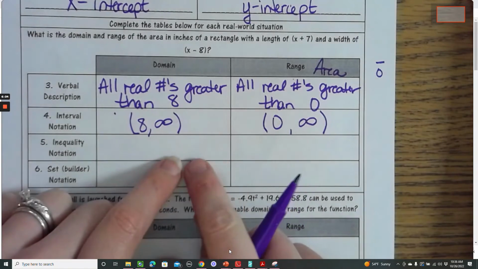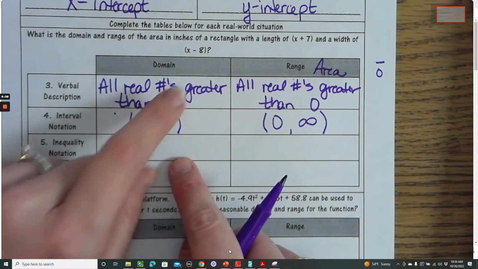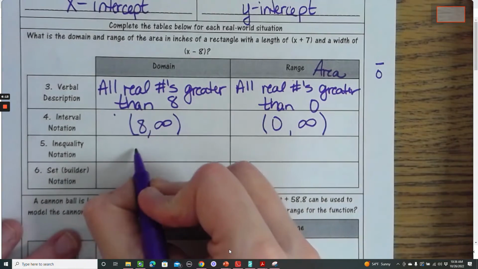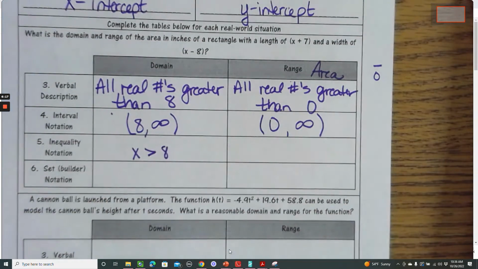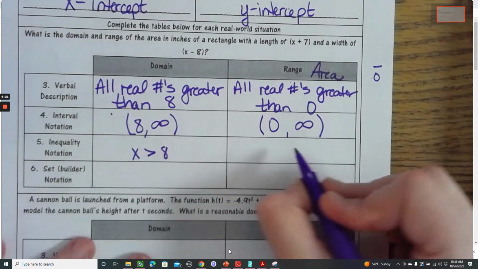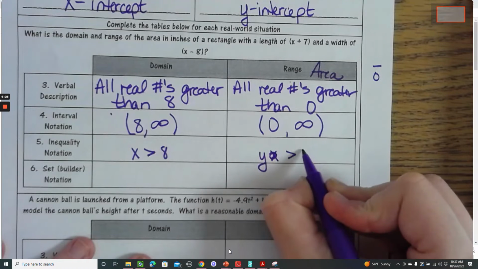Inequality is the easy one to me. It's just easy to go from words to the inequality. All real numbers greater than 8. So x is what we're talking about. It has to be greater than 8. Same thing here. All real numbers greater than 0. x has got, y is greater than 0.